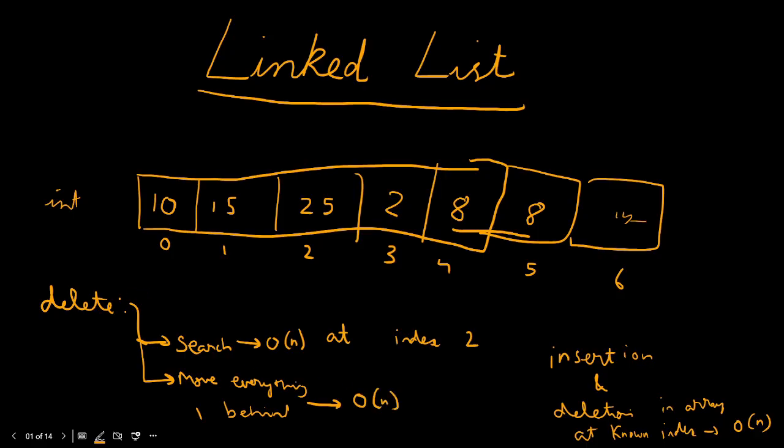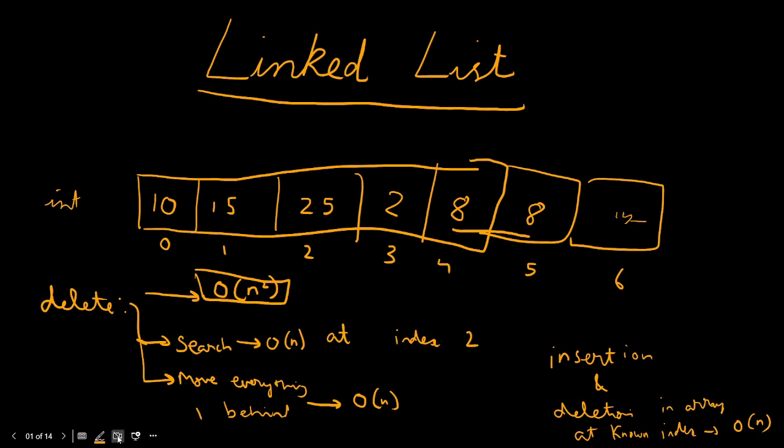So the entire deletion at an unknown index is O of n square. So the worst case complexity is O of n square, which is quadratic in nature, which is not very fast. So if you have a very large array, the deletion process can get pretty slow.